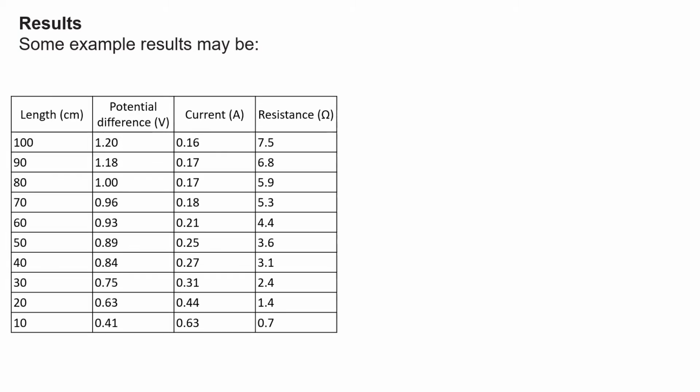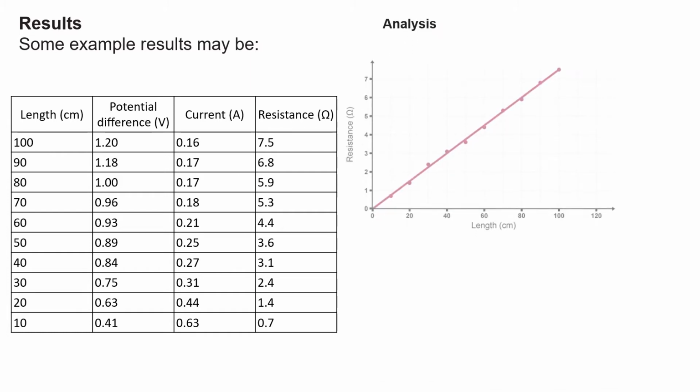So the results may look like this. These are some I did earlier. And we can apply the equation linking voltage and current, which is V equals IR. So if I divide the voltage by the current, it gives me the resistance. It's that little triangle that I really love. And then we plot our resistance against the length.